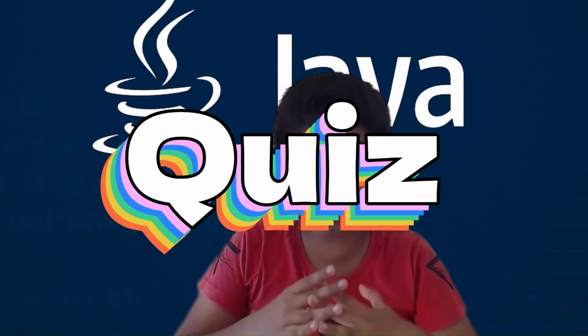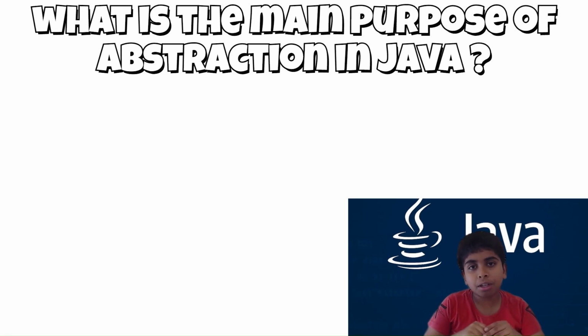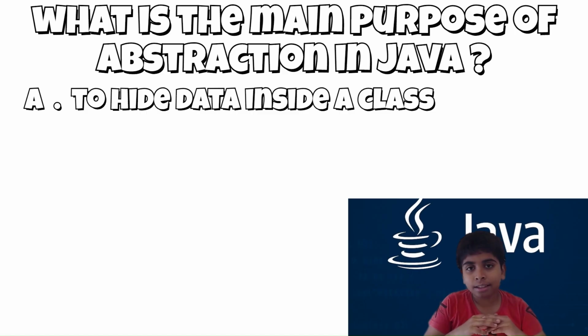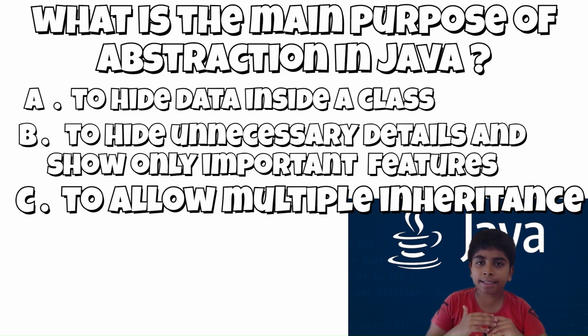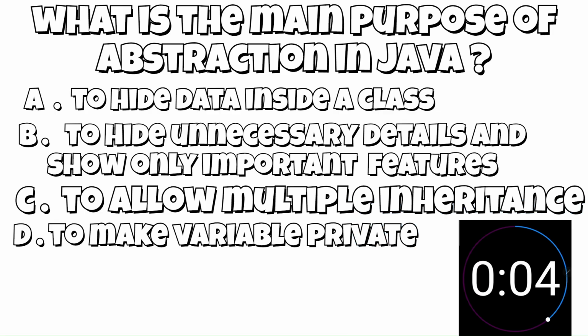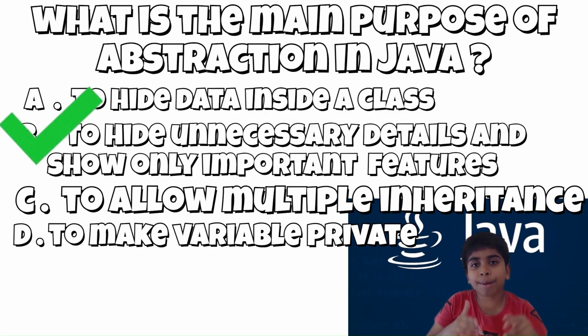Alright, now it's the fun part. Time for a quick quiz. Pause the video, think about your answer, and check with me. I will give you 10 seconds for each question. So, first question. What is the main purpose of abstraction in Java? A. To hide data inside a class. B. To hide unnecessary details and show only important features. C. To allow multiple inheritance. D. To make variables private. If your answer is B, to hide unnecessary details and show only important features, that's correct.